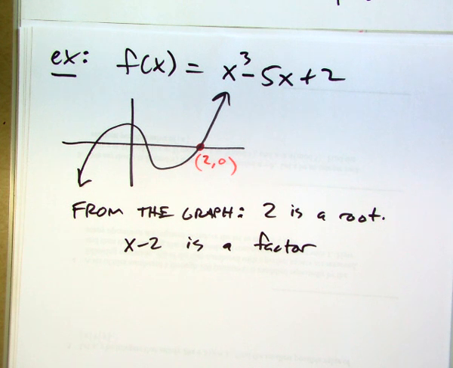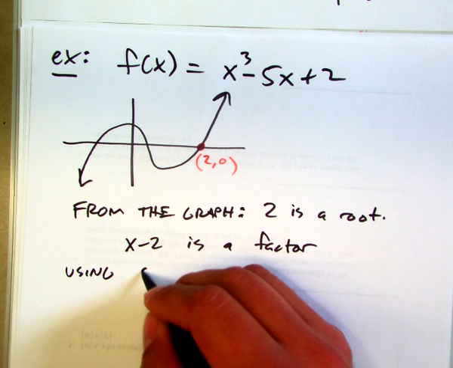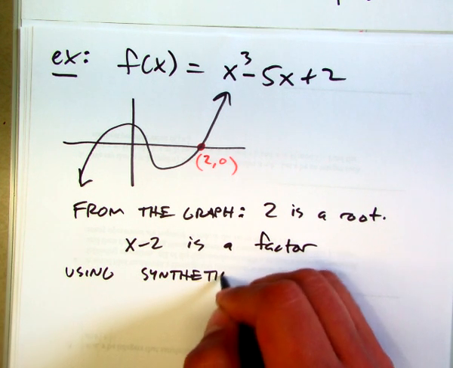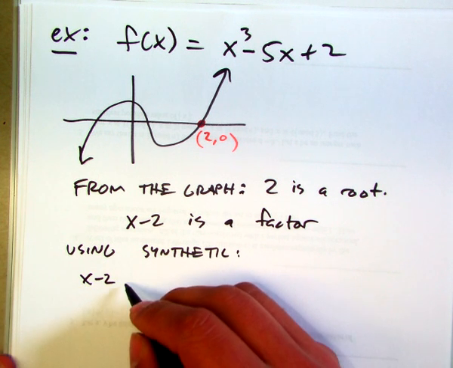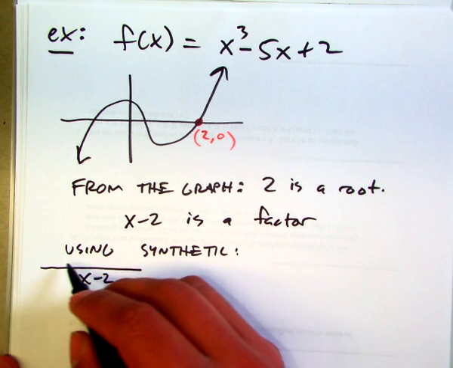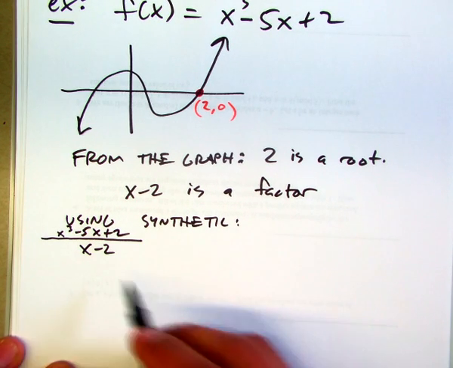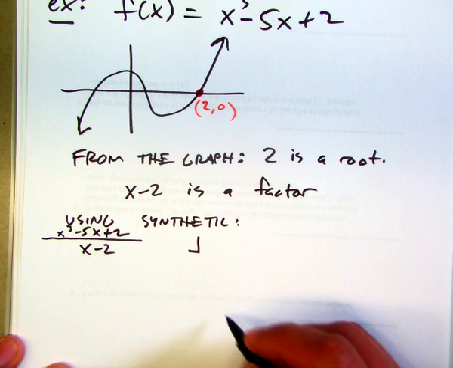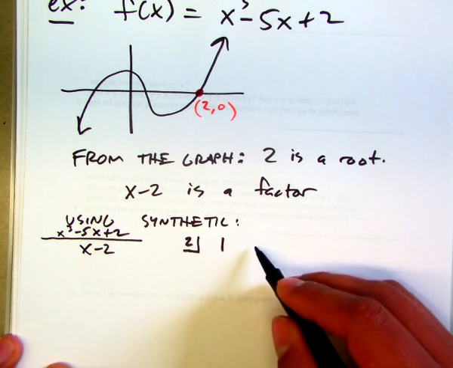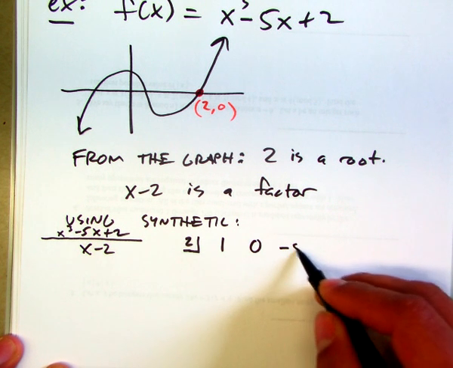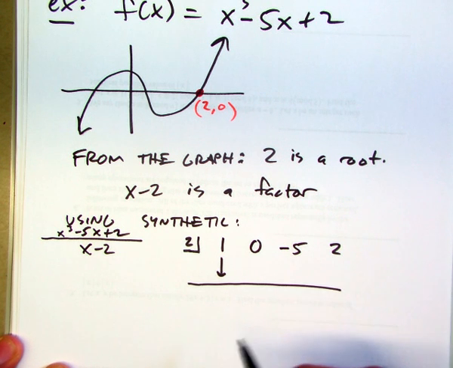Does that make sense? So let's see what happens when I do that. Using synthetic division, I'm going to take x minus 2 and divide it into x cubed minus 5x plus 2. When I do synthetic, what do I put in the little box? 2. And then what do I write down? 1, 0, good. Negative 5, 2. Bring down the first number, we get 1.